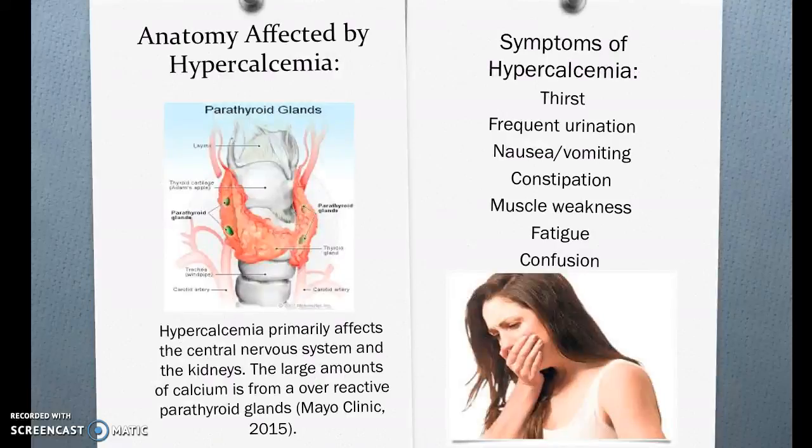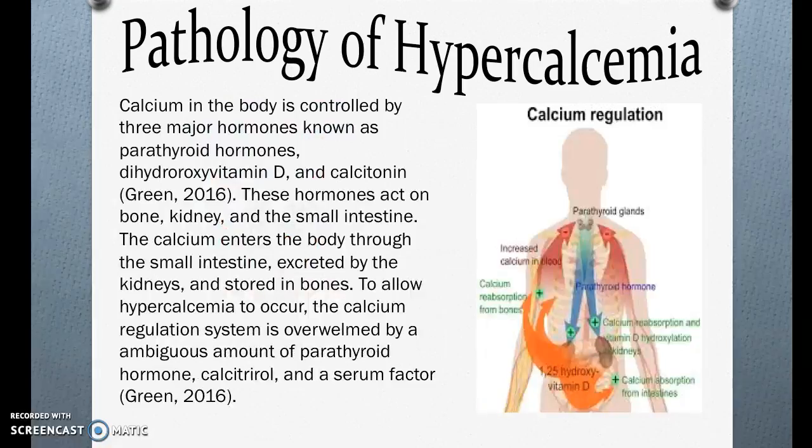Anatomy affected by hypercalcemia: it primarily affects the central nervous system and the kidneys, and the large amounts of calcium come from an overreactive parathyroid gland. Some symptoms of hypercalcemia are thirst, frequent urination, nausea, vomiting, constipation, muscle weakness, fatigue, and confusion.